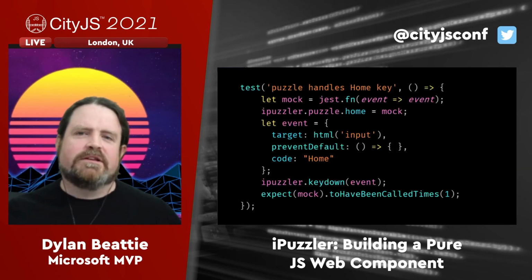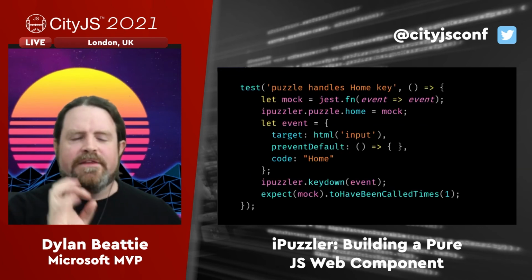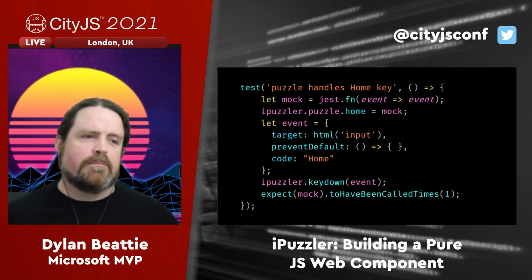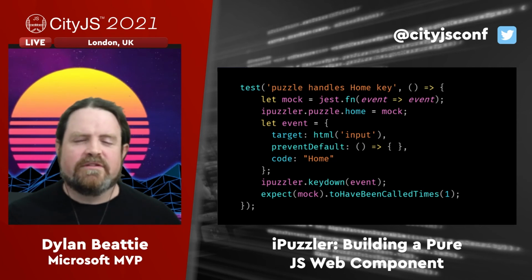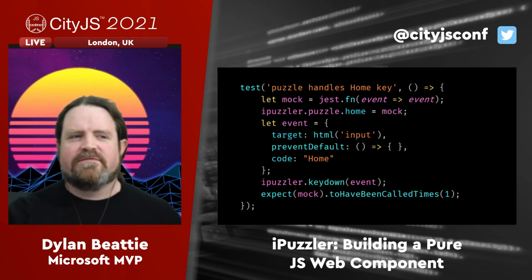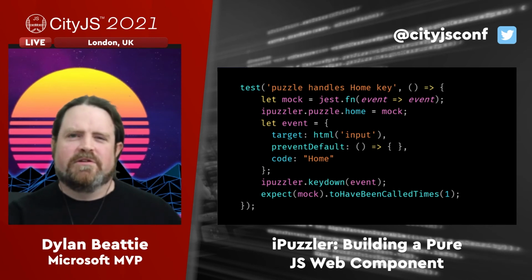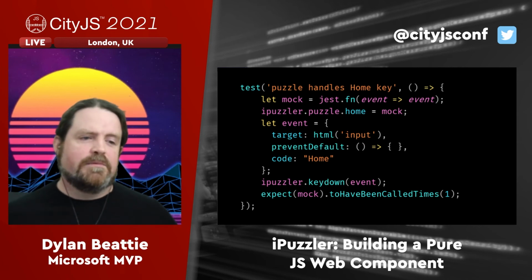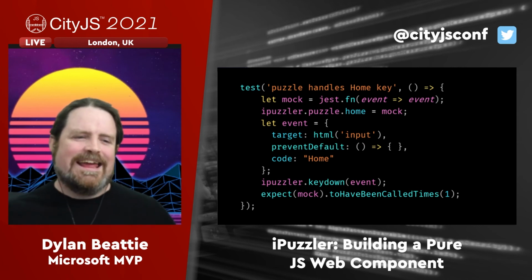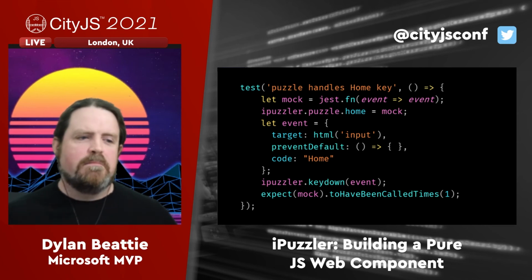Now, if you have a look at the other side of the testing, this is making sure that the component is working properly. So I'm using Jest's mocking capability here. I'm saying, just give me a function which is going to take an event and return an event, but then I'm going to replace my puzzle.home method with that mocked method. Then I am going to make a fake event, pretending to be an HTML input. I am going to simulate that key down event getting called with an event whose key code is home. And I am going to verify that that mock has been called.